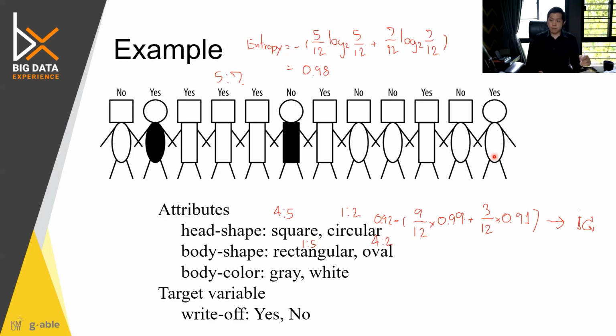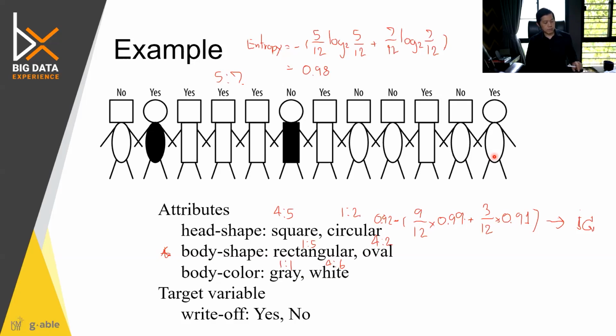For body color, now we have black and white. If we have gray or black, this would be 1 to 1. If this is 1 to 1, this would be 4 to 6, right? So obviously, body color is not a good choice as well. Okay, so that means the best one would be body shape. If we use body shape to make separations, then we could separate these individuals into more pure groups, better groups for classification. Okay, so the best one is body shape.